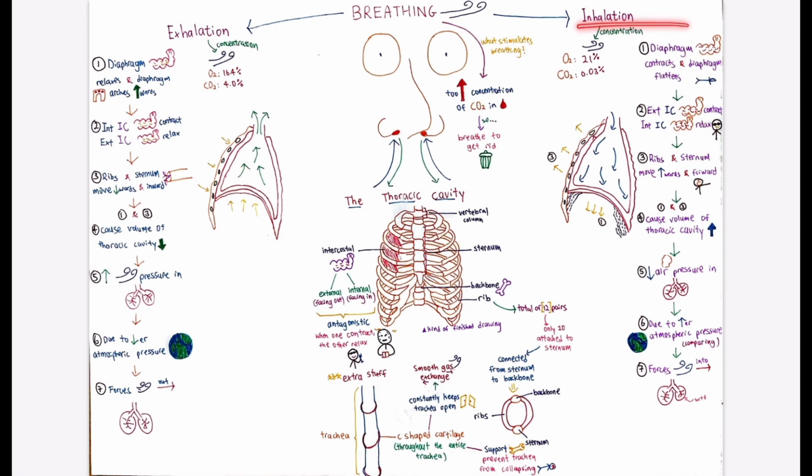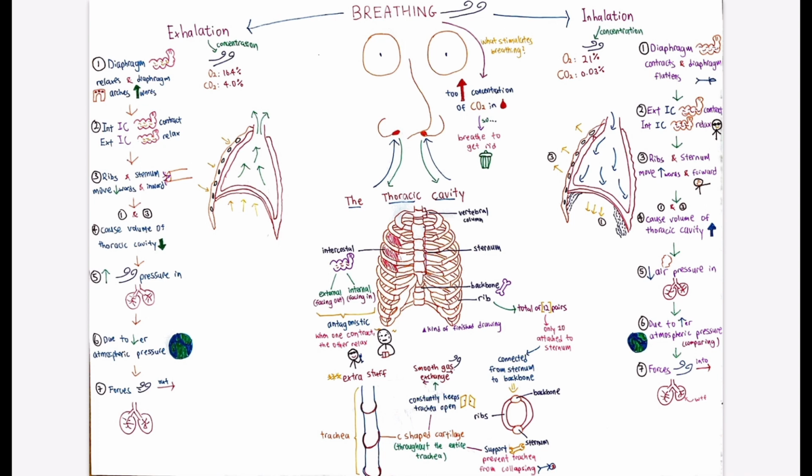During inhalation, diaphragm muscles contract, causing the diaphragm to flatten in this direction. External intercostal muscles of the ribs contract while its internal counterpart relaxes, causing the ribs and the sternum to move upward and outward in this direction. This is an example of an antagonistic muscle pair working in unison.